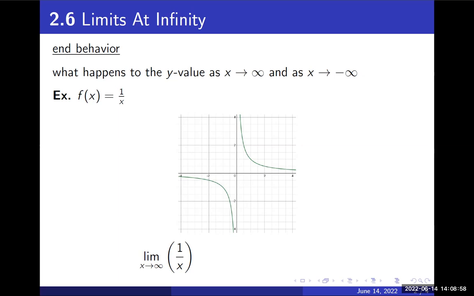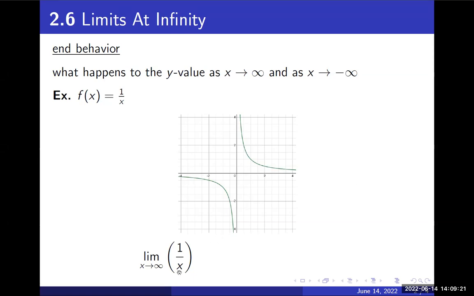So a good example to develop this idea is f of x equals 1 over x, which you see right there. It kind of has that shape. It's got the two branches, a vertical asymptote at the y-axis. It also has a horizontal asymptote at the x-axis.